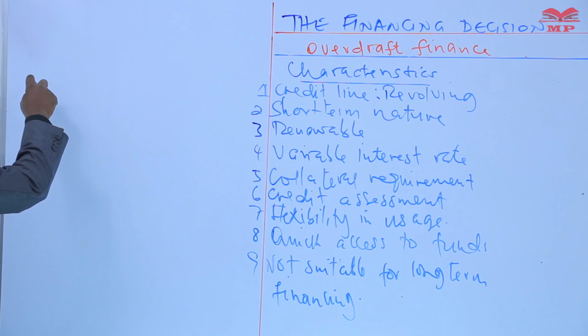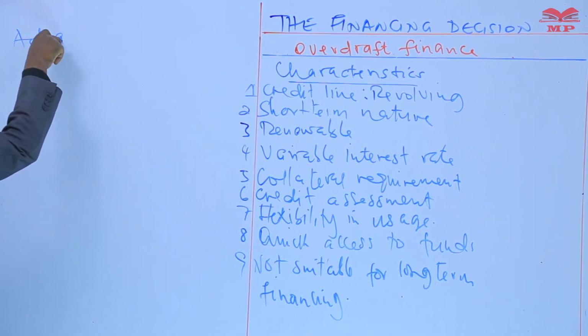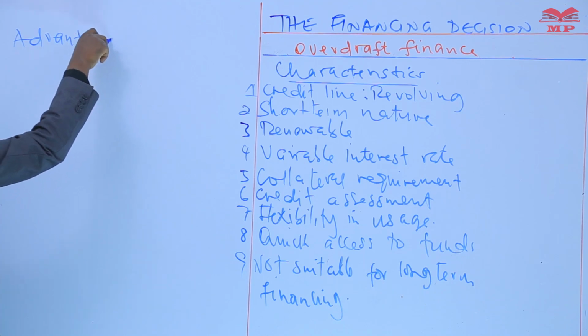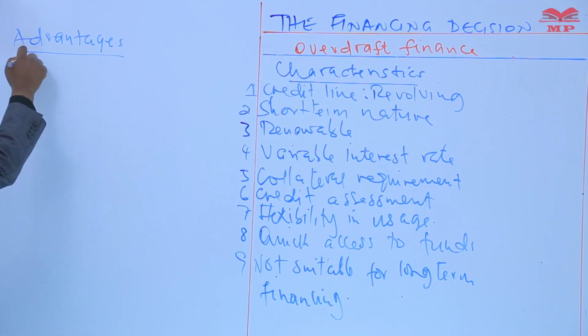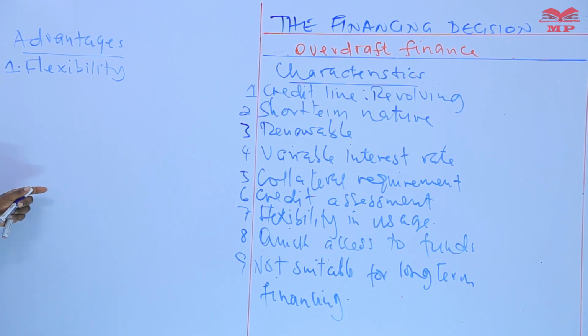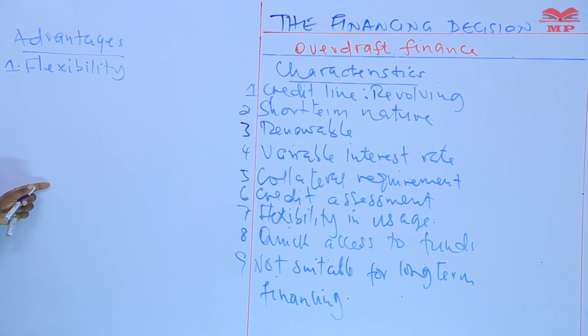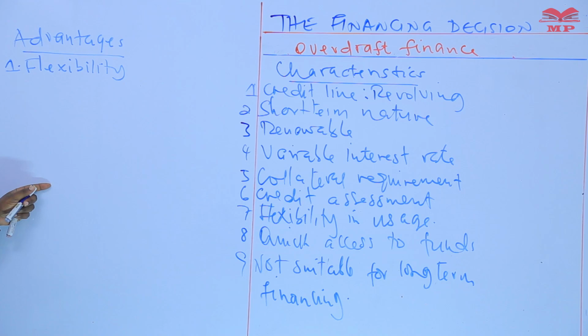Let us outline the advantages. What are the advantages of overdraft finance? The first one is flexibility. Overdrafts provide businesses with flexibility in managing their working capital. They can draw funds needed up to the approved limit to address short-term cash flow gaps.